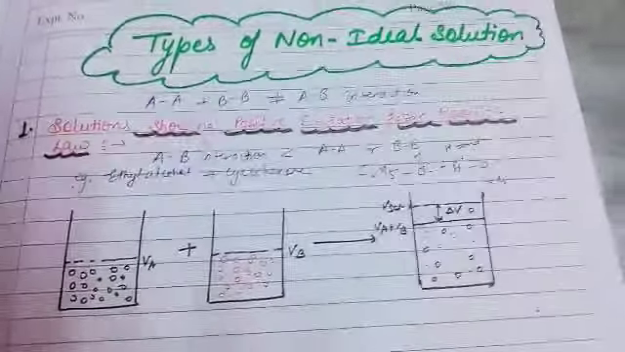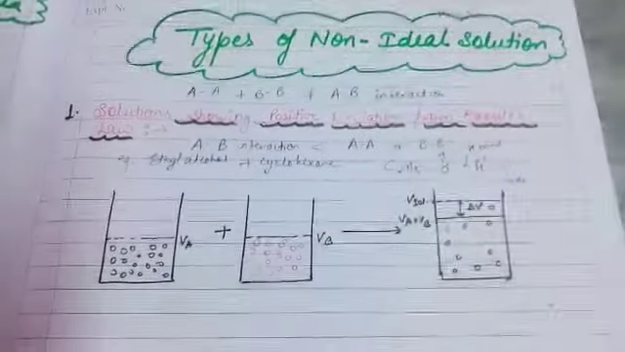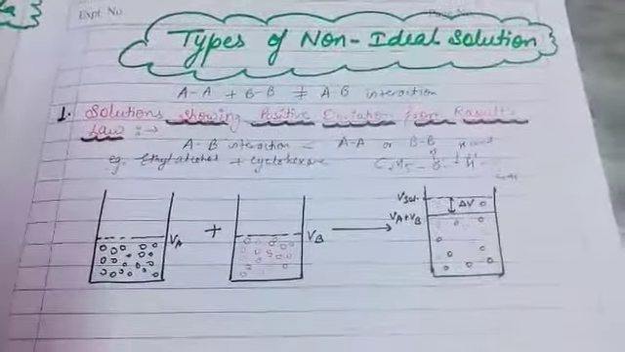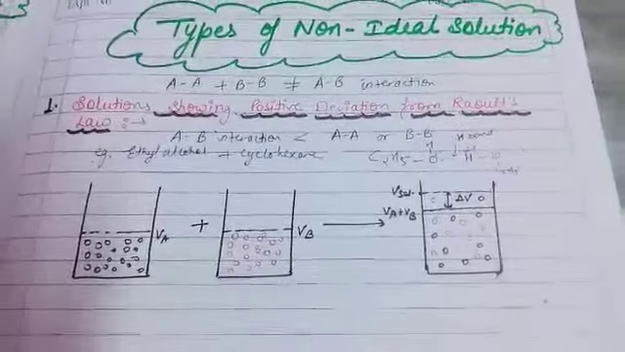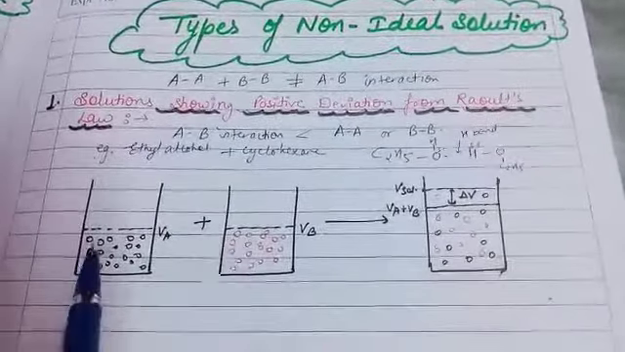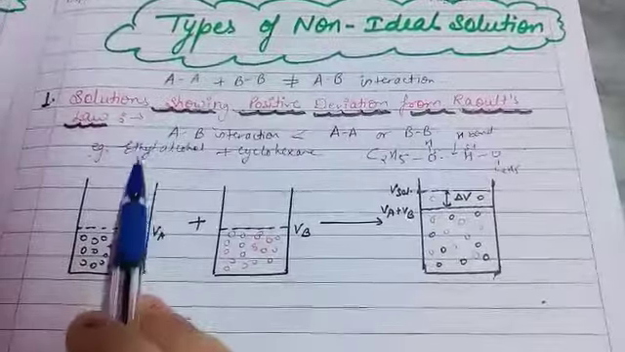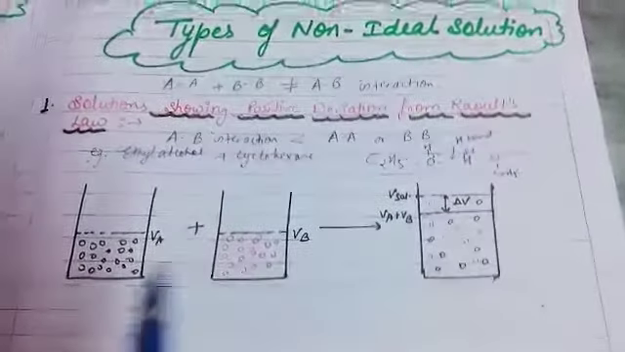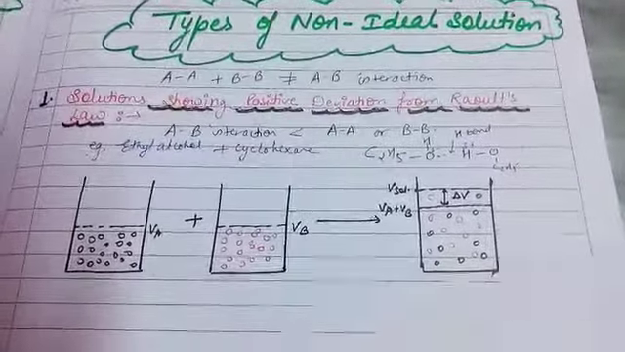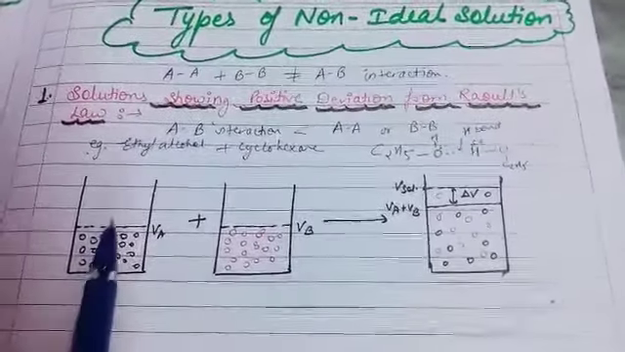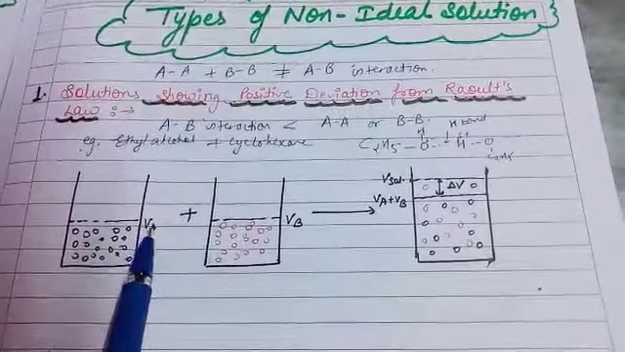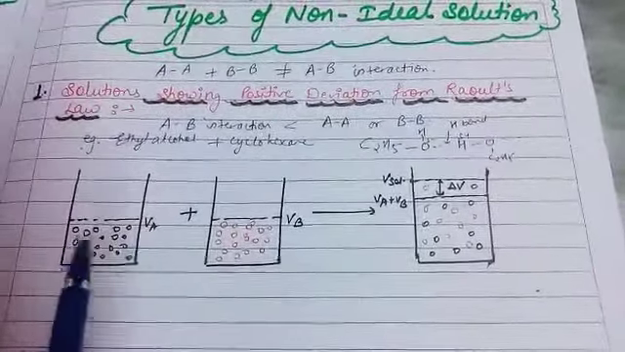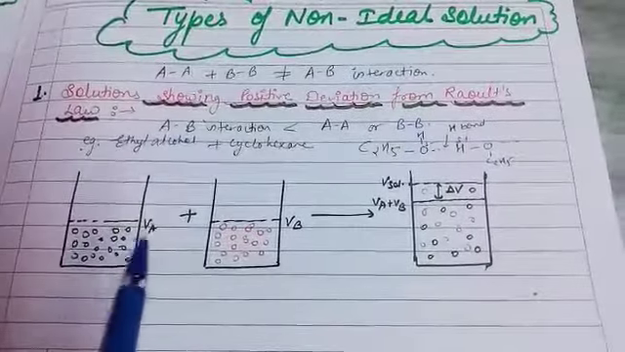Now what is the effect on delta V mixing and delta H mixing? I'll explain that with the help of a simple example. Suppose we have two containers. You can take any example, ethyl alcohol and cyclohexane, the same, but I'm explaining now in terms of volume of mixing. Suppose this is VA, I'm taking it as VA, and some particles of this one are A.